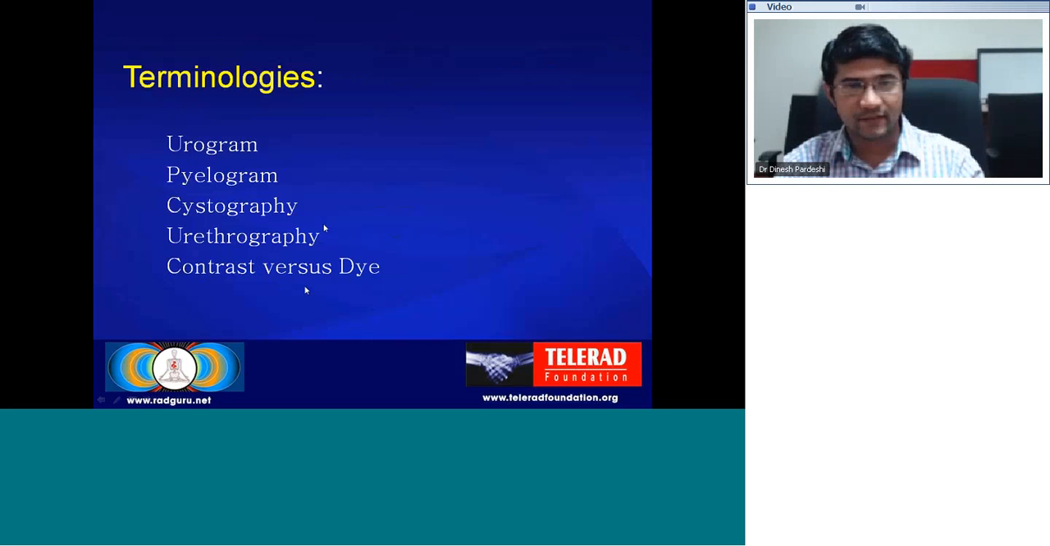The other terms are very self-explanatory, like cystography, the visualization of the bladder, and urethrography, the visualization of the urethra. Another term very commonly used interchangeably with contrast is dye, like "the dye has been given" or "which dye has been used." But dye is a term restricted to agents used for coloring, to change one color to another. Contrast is the correct term, which means the medicine given intravenously to opacify the system. This is the term which should be used in practice.